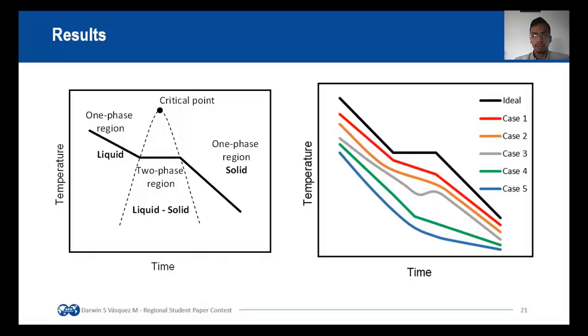In cases 4 and 5, the two-phase region passes very quickly or is present, possibly due to the change in critical points. In cases 2, 3, 4, and 5, the melting point was when the cooling slope changed drastically.